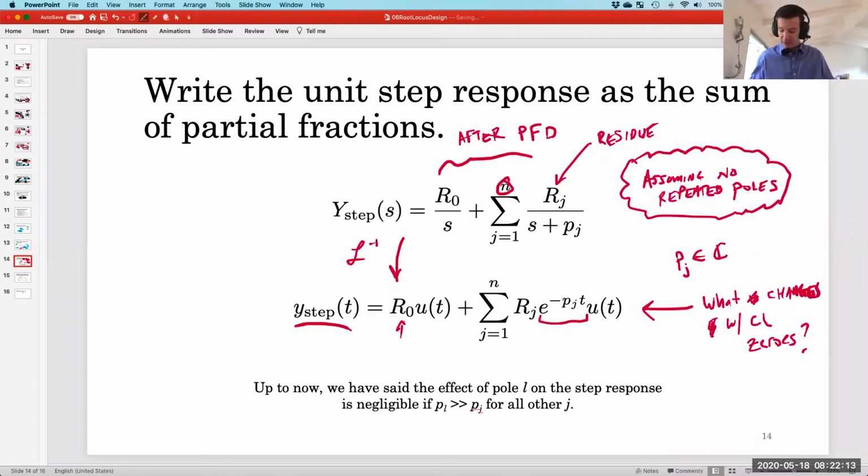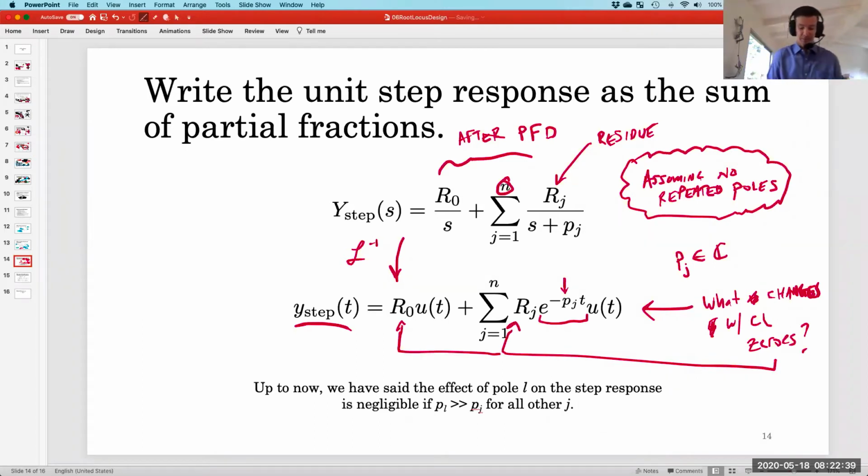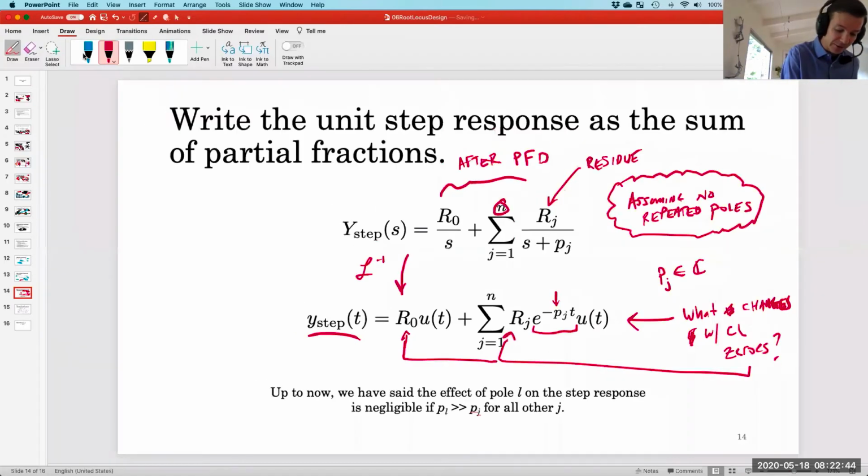That's exactly right. It's all of the residues will change if I were to pick up a closed loop zero and I were to move it over somewhere else. What's important in that statement, and I thank you for venturing that, is that the p's don't change, right? If I pick up a closed loop zero and I move it, I'm not changing any of the closed loop poles, so the p's don't change, the exponentials don't change, the t variable doesn't change. The only thing that can change are the residues, and in fact, all of them will change. And so that's the key to the analysis that we're about to do here.